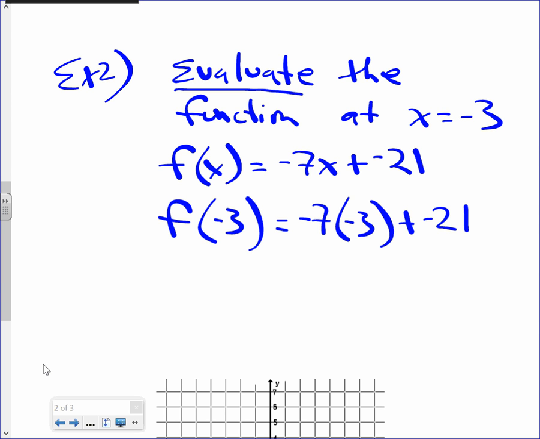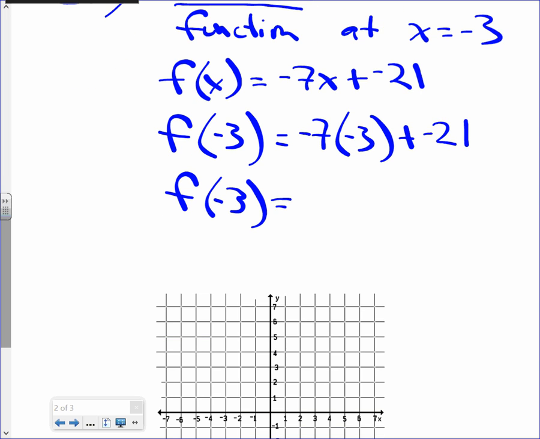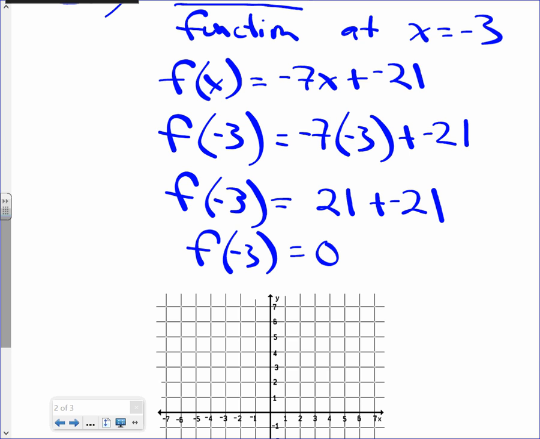What does Aunt Sally tell us to do first, Leon? Thank you. I'm going to multiply before I add. So look at the function at -3 is negative times negative is a positive 21 plus a negative 21. They cancel each other out. Nice. So what's the function at -3 then? 0. So write 0. Notice how I write the final value. The function at the input of -3 is 0.